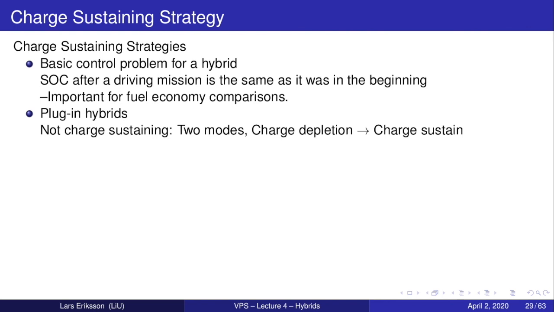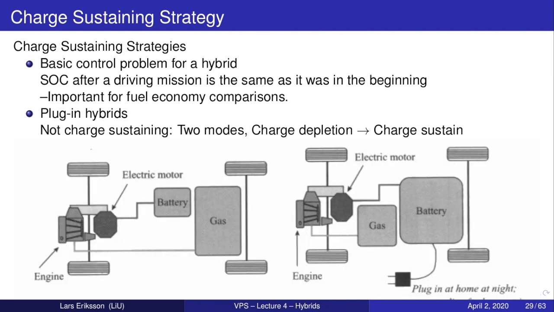Plug-in hybrids are not charge sustaining. The control of these usually has two modes. The first is charge depletion, where you are utilizing the electrical energy first, and then you go over to a charge sustain strategy. This is just an illustration of a parallel hybrid electric vehicle where we have a small battery and we have the fuel tank and the combustion engine, and the main driving is done by the fuel tank, and then the battery and the electric machine are used to improve the fuel economy by enabling the effects that we have talked about previously. For plug-in electric vehicles, the battery also becomes an energy source for propulsion for longer periods of time. But this illustration shows that the battery needs to be fairly large to get a long driving distance.